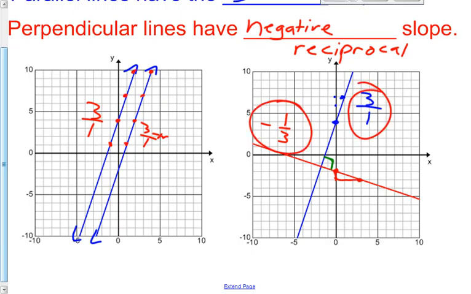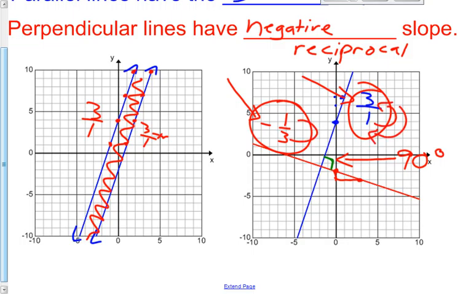So for parallel lines, when they never ever cross, they are the exact same slope. For perpendicular lines, when they cross at this 90-degree angle, we know that the slopes are going to be negative reciprocals. One slope is positive, one slope is negative, and then you just flip-flop the fraction to get the other slope.